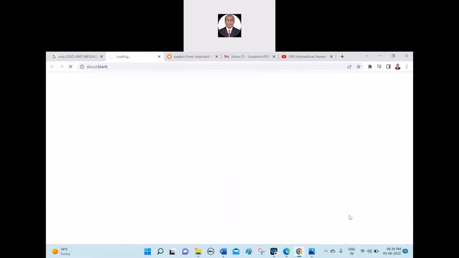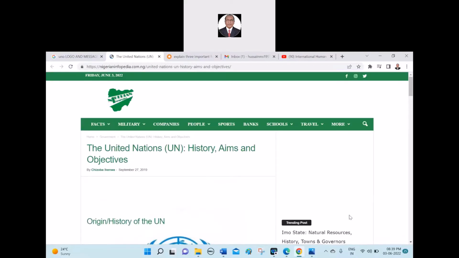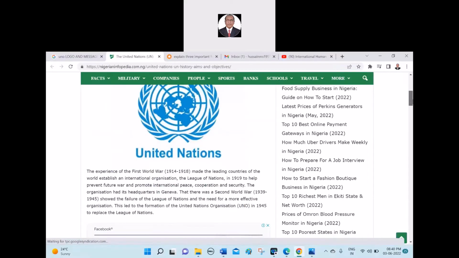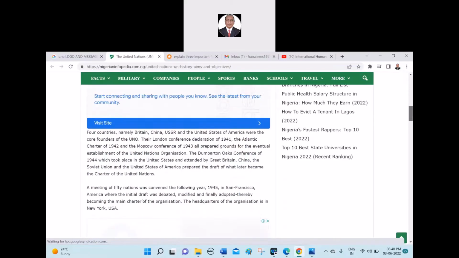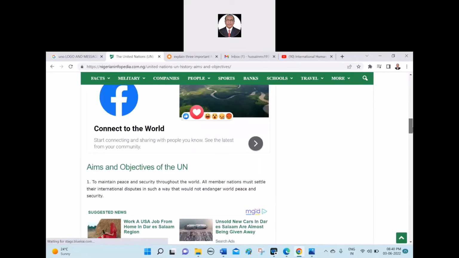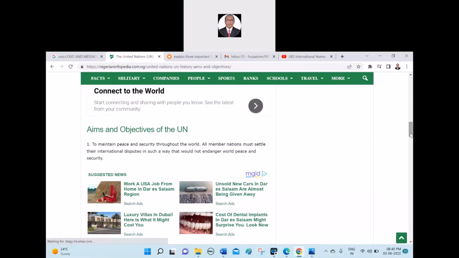Here it is the UN history. The United Nations history and aims, objectives, origin of the UN. Of course, the First World War was over, the Second World War was over, and only then came the aims and objectives of the UN: to maintain peace and security. To maintain peace and security throughout the world, all member nations must settle their international disputes in such a way that would not endanger world peace and security.